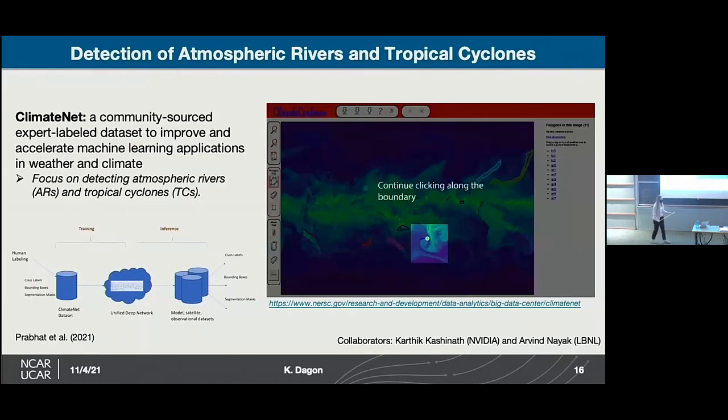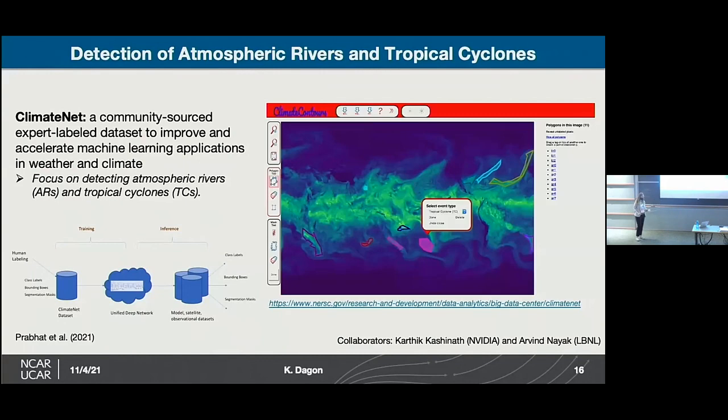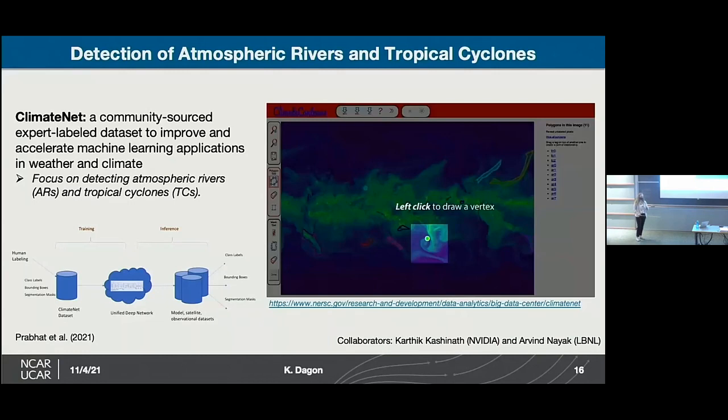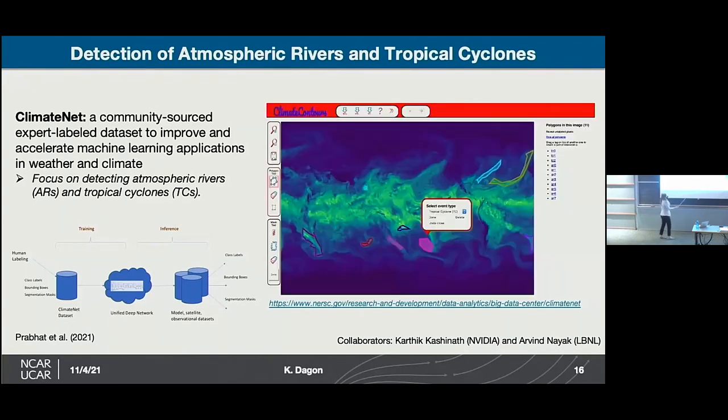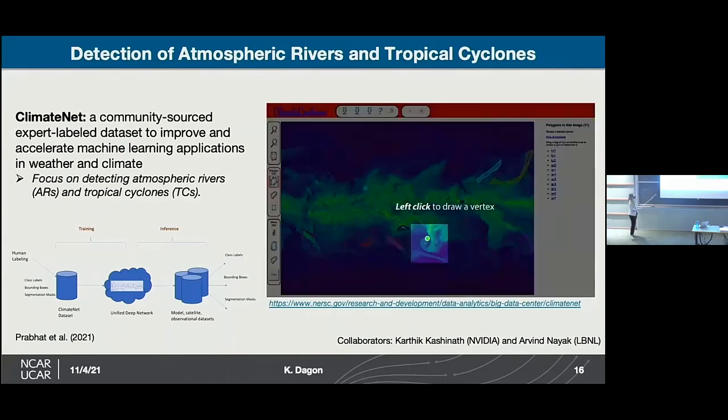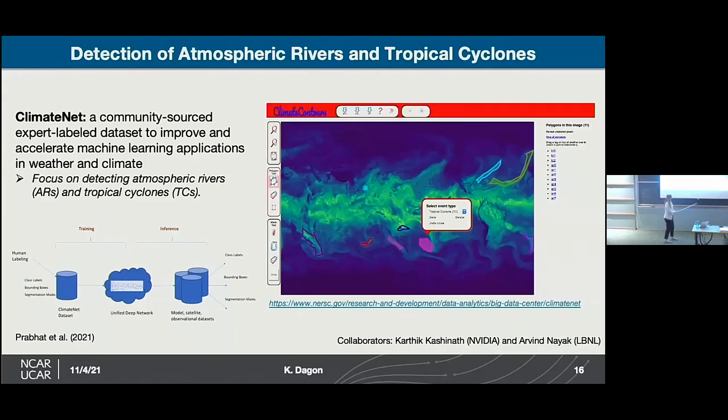I think Anish touched on the ClimateNet project, which is a Berkeley Lab project where they built this community sourced data set based on climate experts actually going in and labeling climate model output for atmospheric rivers and tropical cyclones. This animation shows how you might do that for a tropical cyclone. There's a paper by Prabhat et al., which talks about a lot of the details of the CNN architecture they're using here. I want to acknowledge Karthik and Arvind for their help with this work.